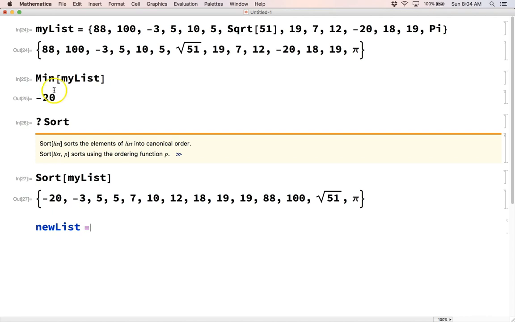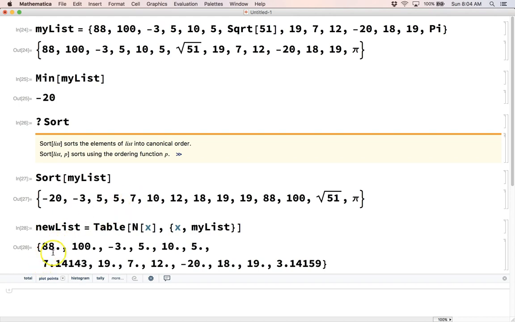And here I'm going to make just the exact same thing as myList, but I want to evaluate all of these expressions. So I want square root of 51 to be replaced by some decimal approximation, and same with pi. So newList, this is a good chance to use what I call the second iterator. Table, and I'm going to get the numeric approximation of x for every x inside of myList.